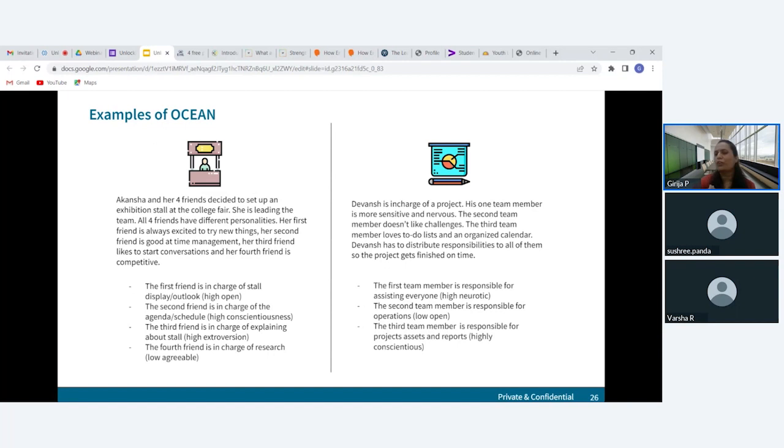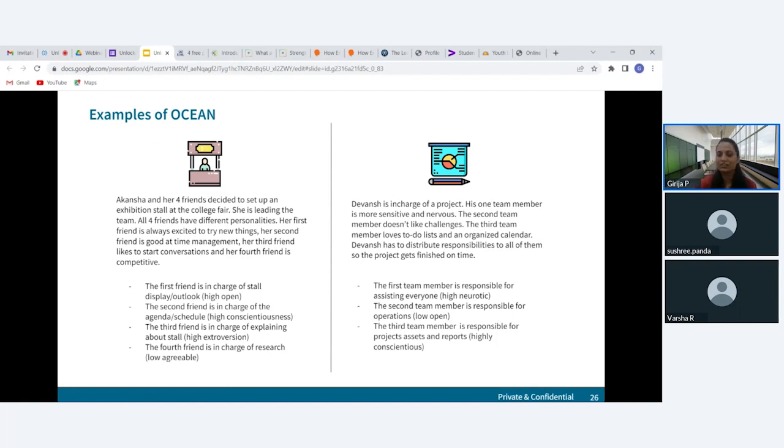So the first person is assigned assisting, because he gets sensitive and nervous. So that person needs a bit more hand holding. If he's assisting, the other person can help him with what he is supposed to do. The second person is responsible for operations, because that person doesn't like more challenges. So operations is something that will be more comfortable for that person. And the third person is responsible for the project assets and the reports, because that person likes to organize everything.